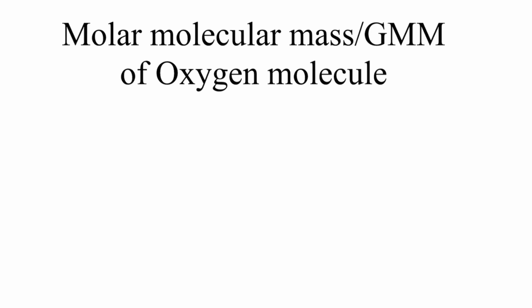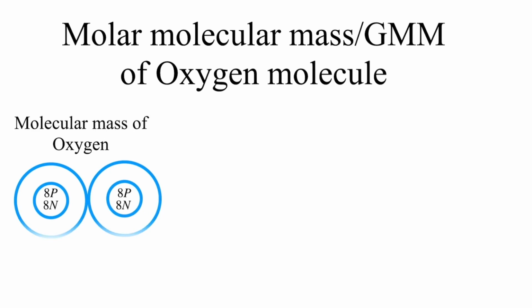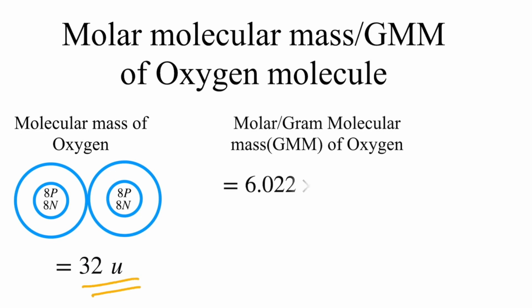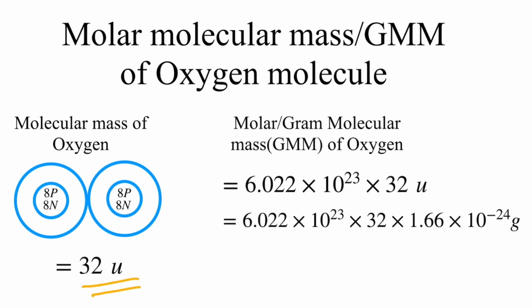What about the gram molecular mass of the oxygen molecule? Similar to hydrogen, oxygen is also a diatomic gas and its 1 molecule mass is 32 units. So the mass of 1 mole of oxygen molecules will be equal to 32 grams. Now let's check out some related problems.